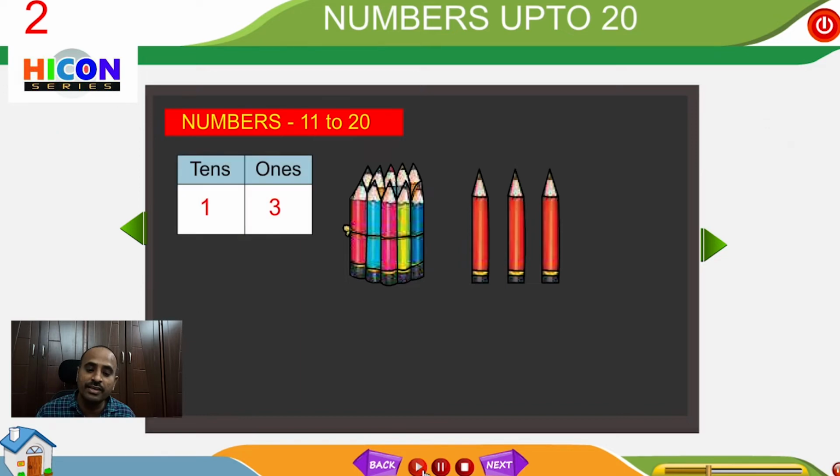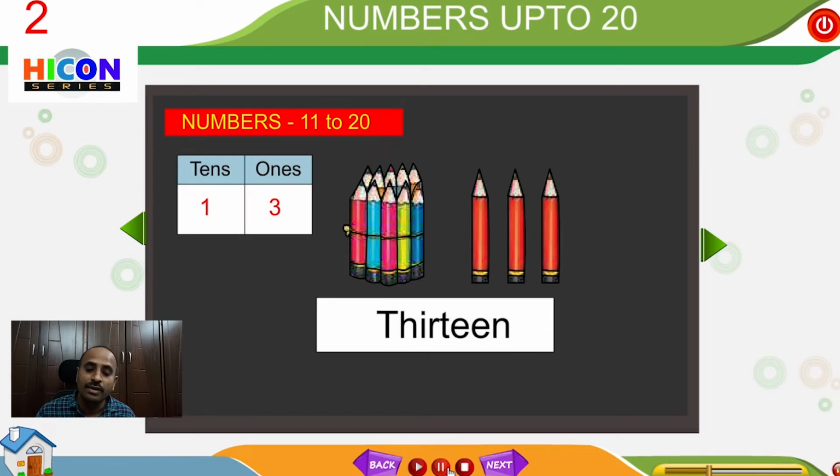So how many ones are there? 3 ones. And how many bunches are there? 1 bunch. That means how many tens are there? 1 ten. So 3 ones, 1 ten together called 13. So this number is called 13, and we can write this number 13 in words like this: THIRTEEN. So this is called 13. So children, go to the next number.